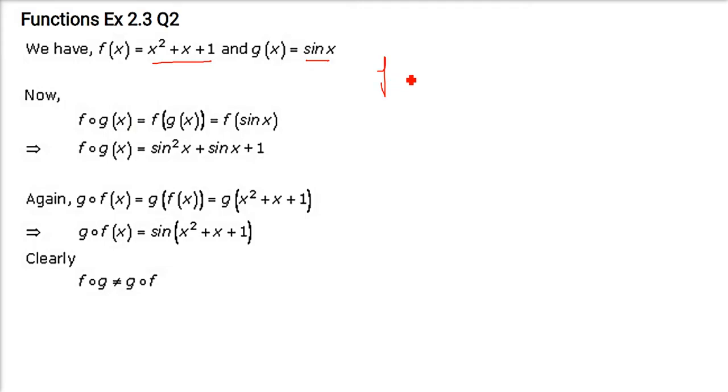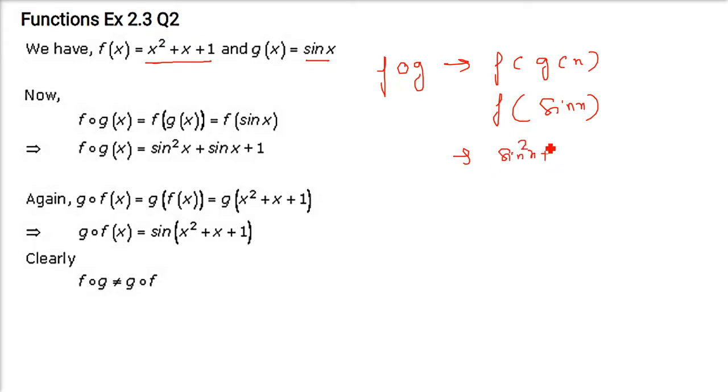So what is fog? f of g(x), that is g(x), just put this sin x here and now take sin x and put it inside f(x). So sin x inside x square plus x plus 1. So you get sin square x plus sin x plus 1.